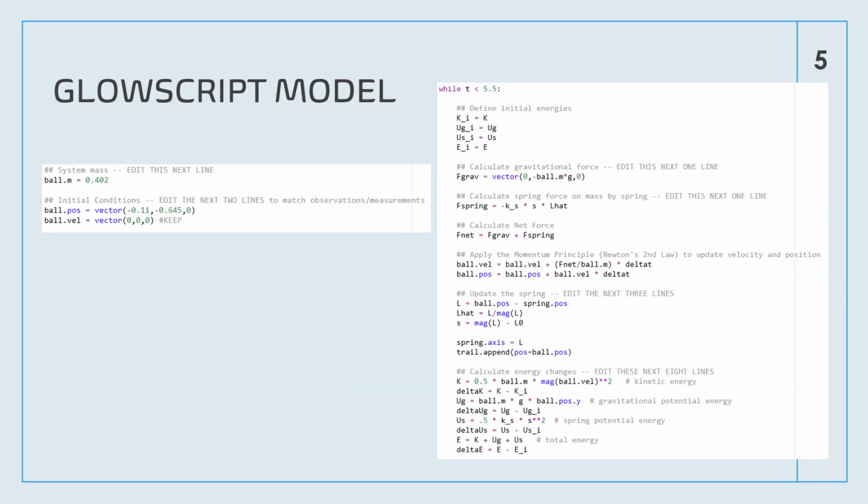Here's the GlowScript code. So on the left block of code, you can see the ball's mass along with the initial position and velocity vectors that we got from the Tracker data. And then on the right is the while loop that calculated the initial energies along with gravitational and spring forces. And then using the momentum principle, we updated the spring's position and also the spring's magnitudes, and then we recalculated the energy changes.